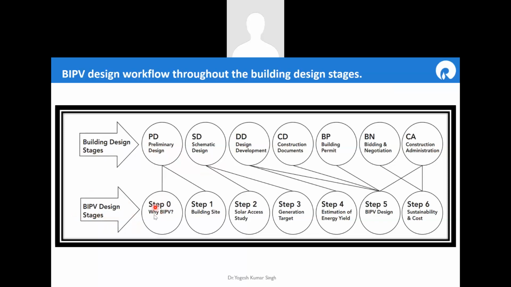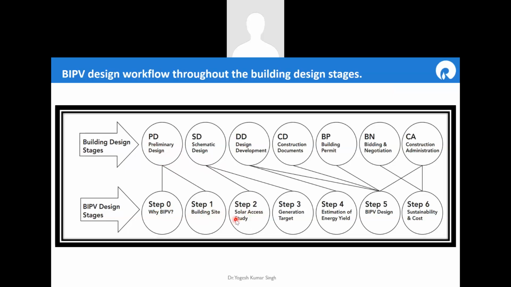So the first step: why will BIPV be required? We have already discussed that if you want to reduce the electricity bill and get the maximum efficiency from your system, you can utilize this system. Now step one is the building site. First you decide the site where you want to install your system. This is the first step, and here the two activities come in the preliminary design: why BIPV and what the building site is.